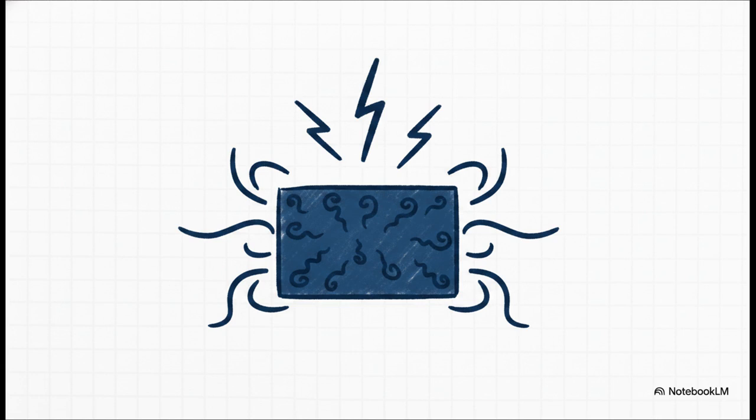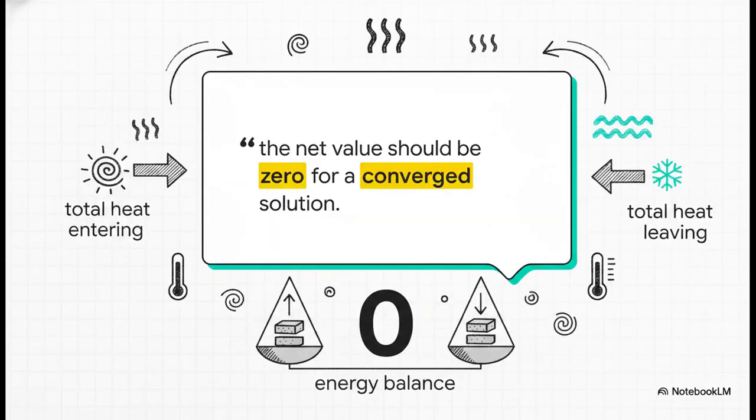The really cool part is that modern software couples these zones automatically, ensuring that the heat leaving the solid surface perfectly matches the heat entering the fluid. Here is a practical insider tip for you. Always check your energy fluxes to ensure your simulation has actually achieved a balanced, converged state.